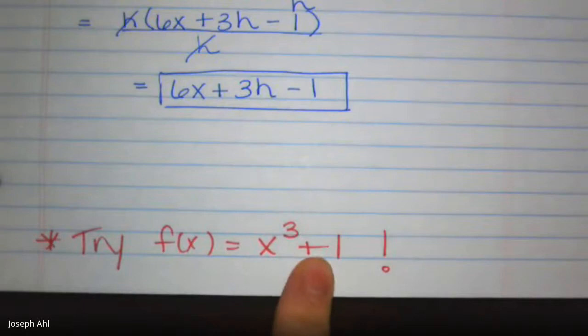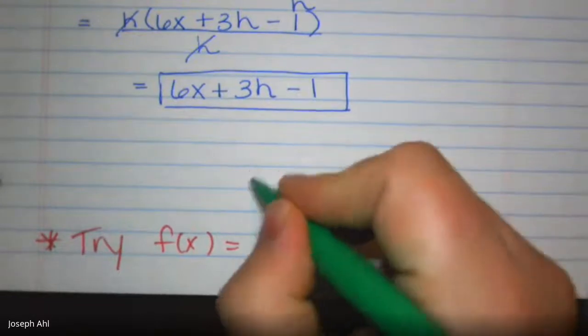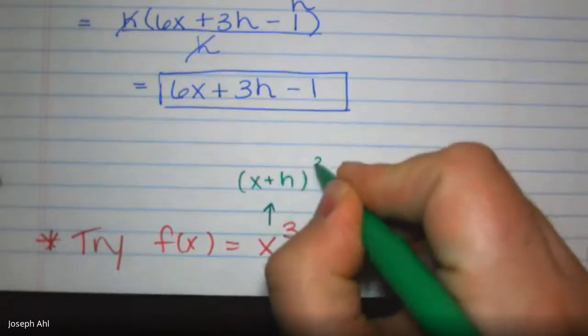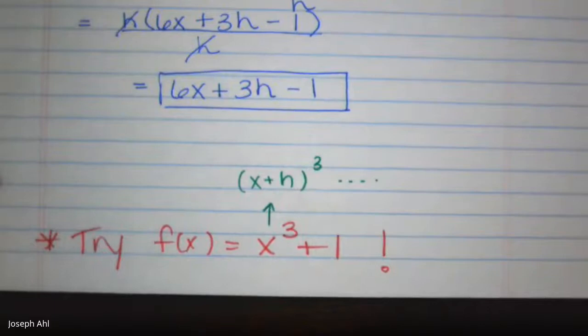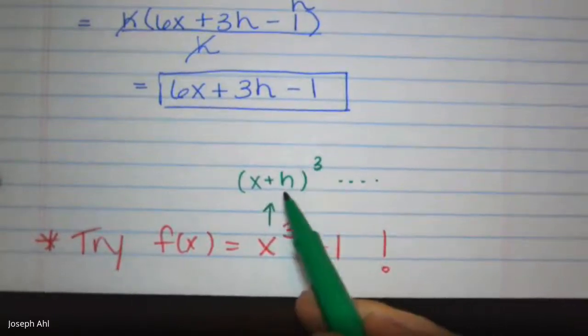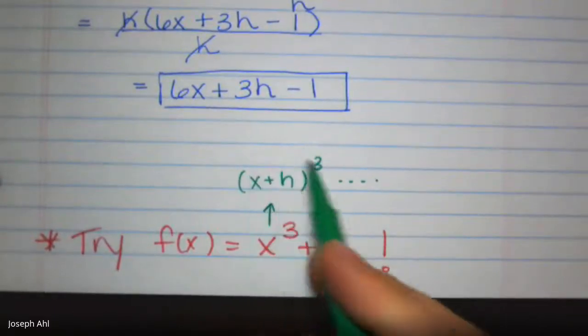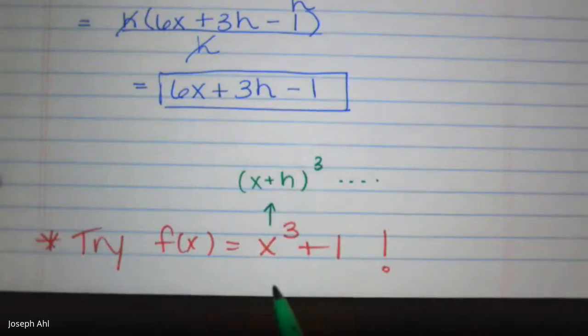x to the third plus 1. I'm going to give you a little bit of a hint because at some point in this process you're going to get (x plus h) cubed, right? So how do I cube a binomial? You can't just distribute the cube into both. That's the classic mistake that students make sometimes when it's squared.